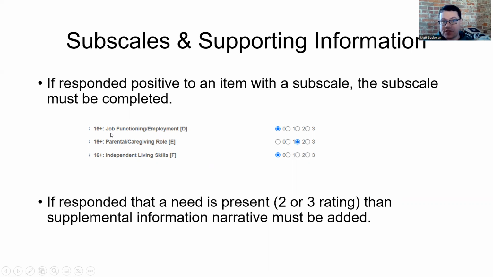Now, let's say I'm serving a client that is 16 or older. If their score ends up being a 2, like with the parent caregiver role, anything 2s or 3s, I need to provide supplemental information. And if there is a subscale, like in this one, the parental or caregiver role, there's an E, that subscale reminds me I need to go and do the subscale E to complete that information there.